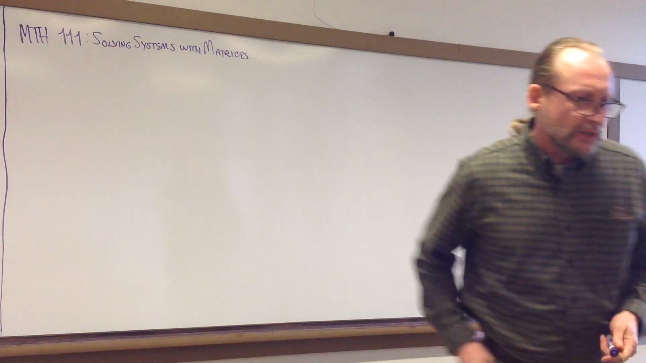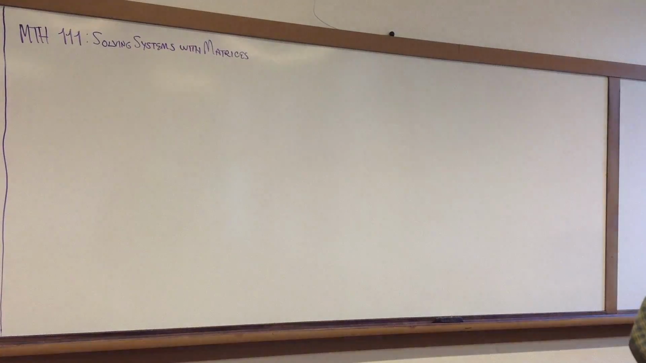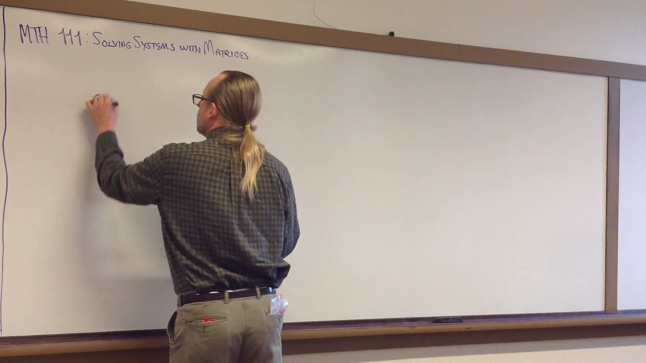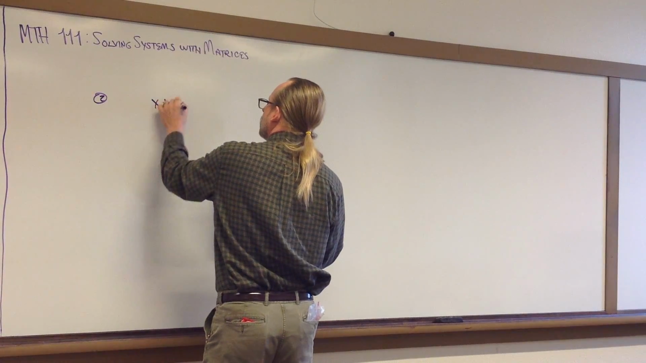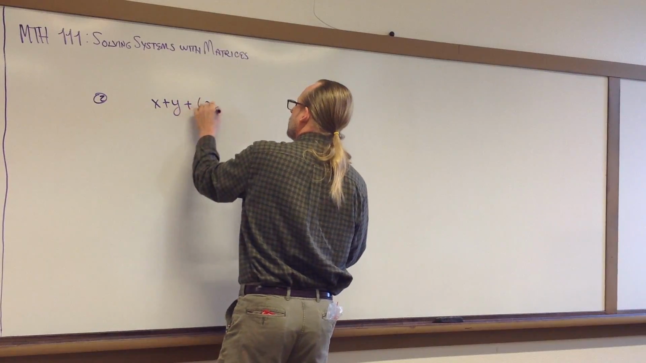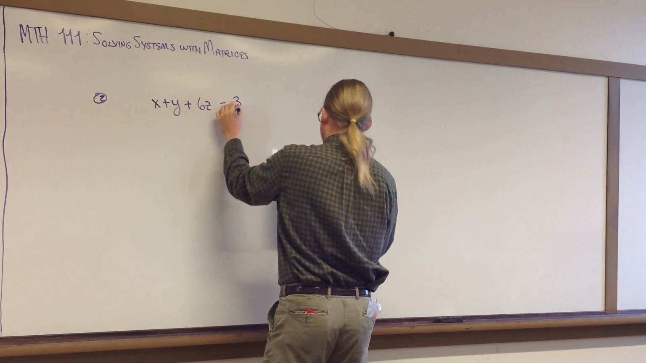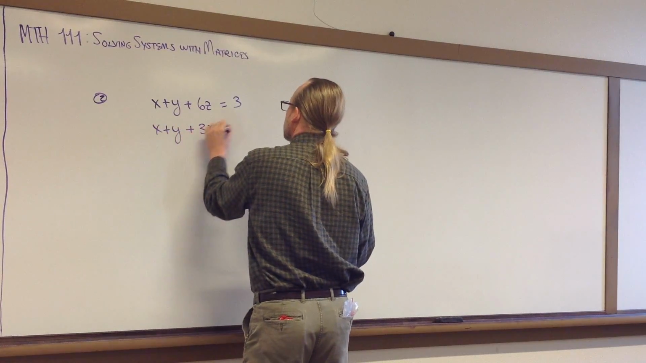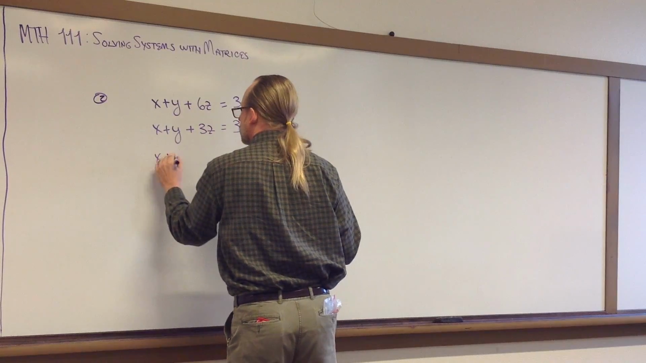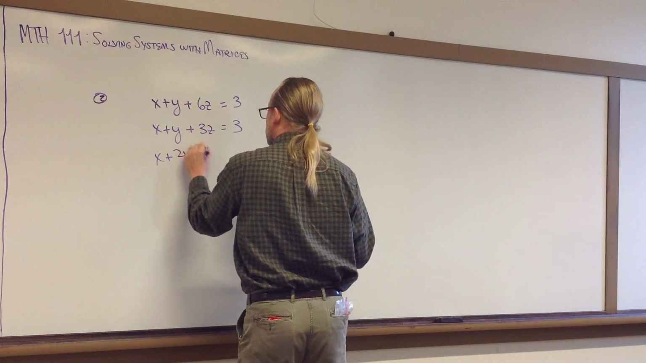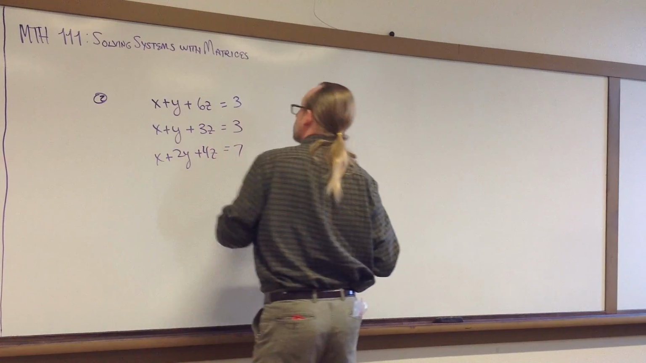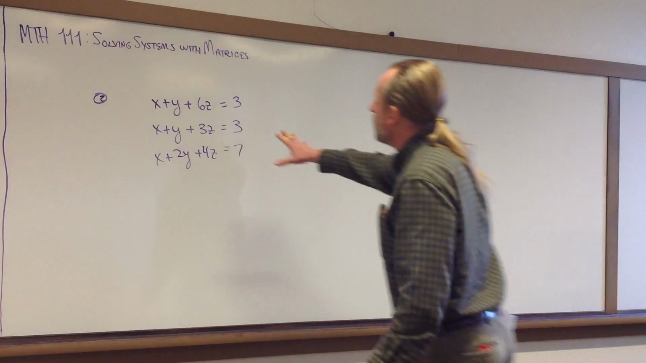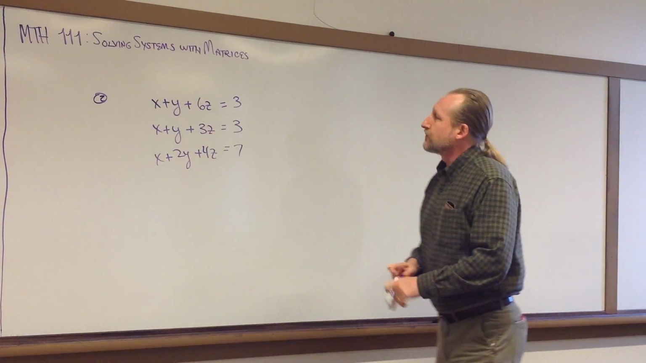So first let's look at problem number 2. We've got a system of 3 equations with 3 unknowns, x, y, and z. x plus 2y plus 4z equals 7. All right, so we've got 3 equations, the 3 unknowns, and then these 3 pieces over here.